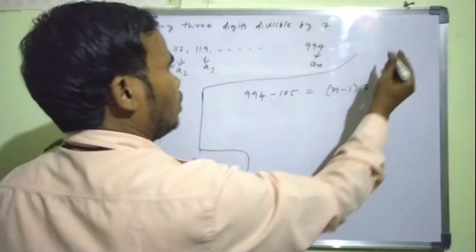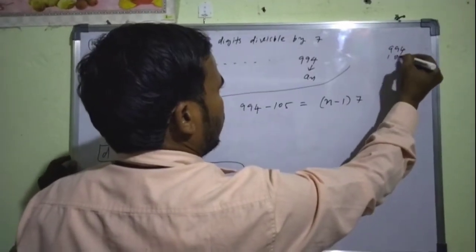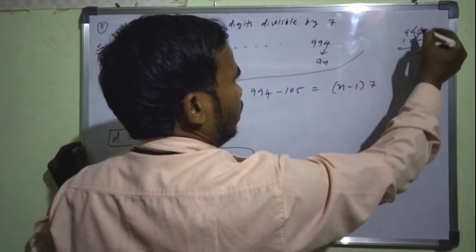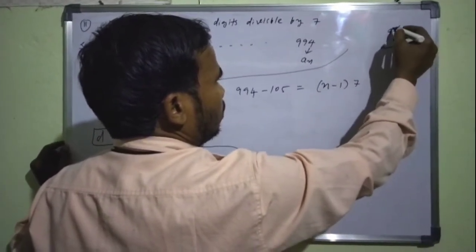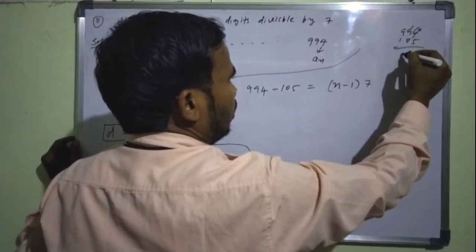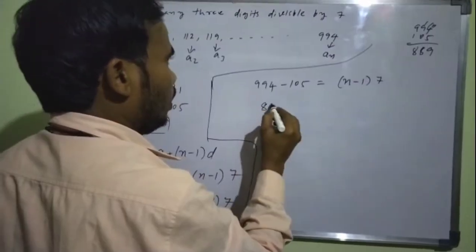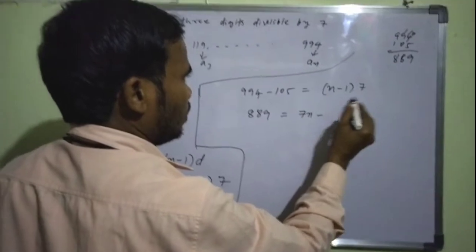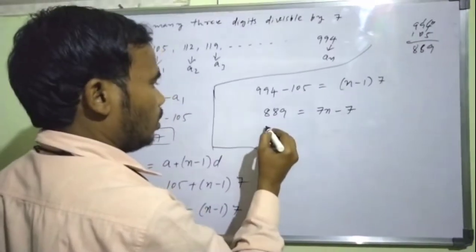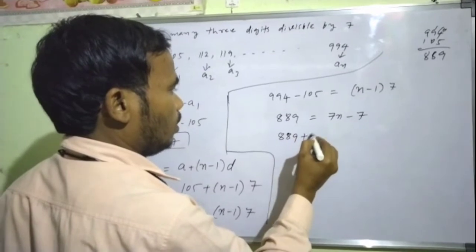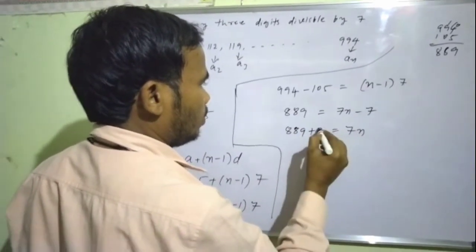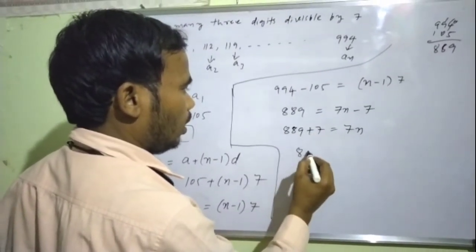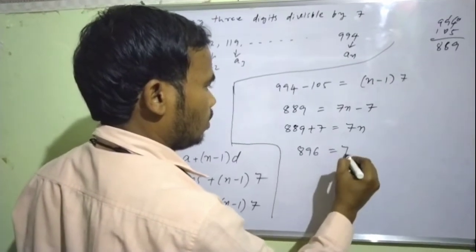Subtraction: 994 minus 105 is equal to 9, 14 minus 5 is 9, here 8, here also 9 minus 1 is equal to 8. So 889 is equal to 7 into n, 7n minus 7. Minus 7 transfers to the left side, 889 plus 7 is equal to 7n. Adding 7 we get 896 is equal to 7n.